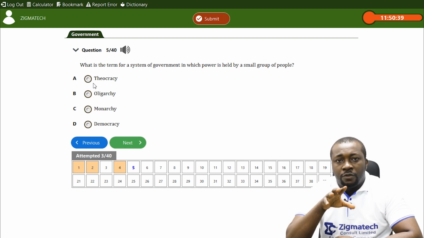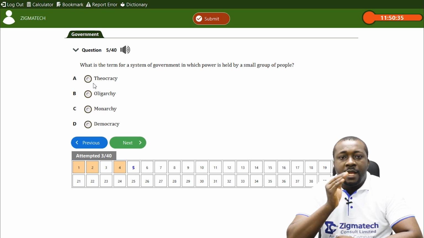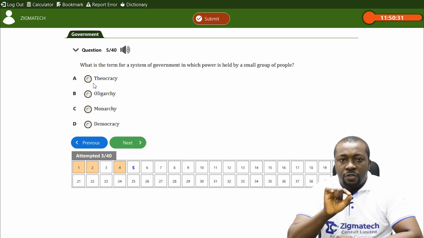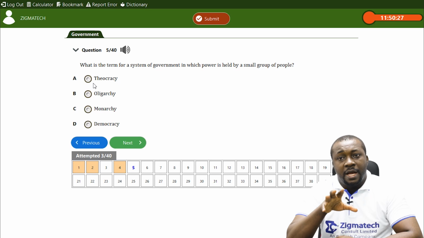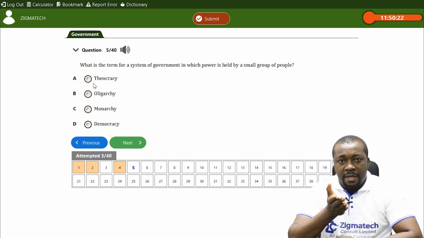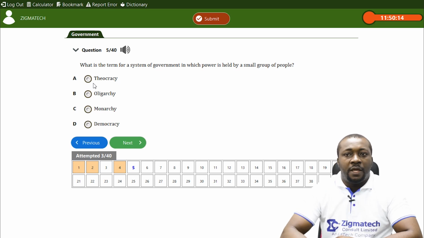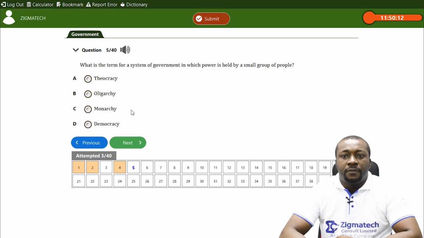Example, if you go to the pre-colonial Sokoto Caliphate system, the emir was the religious head and also the political head of the pre-colonial Sokoto kingdom. If you go to a country like Iran, the supreme leader of Iran is the religious head and also the political head. So it is not theocracy.